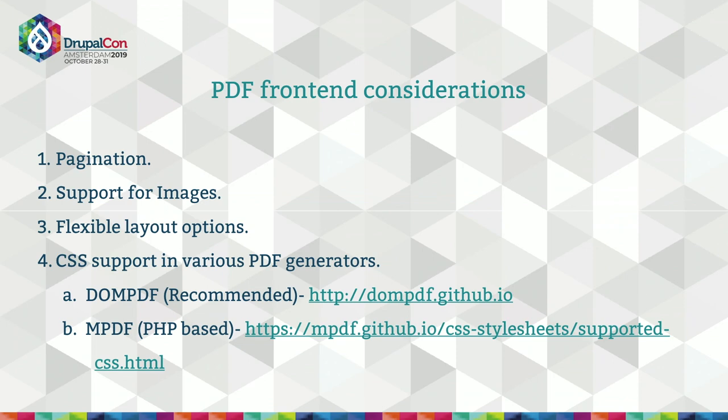You need to see how much image support your PDF generator gives you. Dompdf has quite good support for PNG, SVG files. mPDF has very wonky support for images, so you might want to take care of that. CSS support in various PDF generators is important while you are selecting your PDF generator. Look for the library which has more of CSS 3 and CSS 2.0 support. You can read more about Dompdf on dompdf.github.io, and mPDF is basically more PHP based, where you can control the styling using PHP. So make sure you check that out as well.